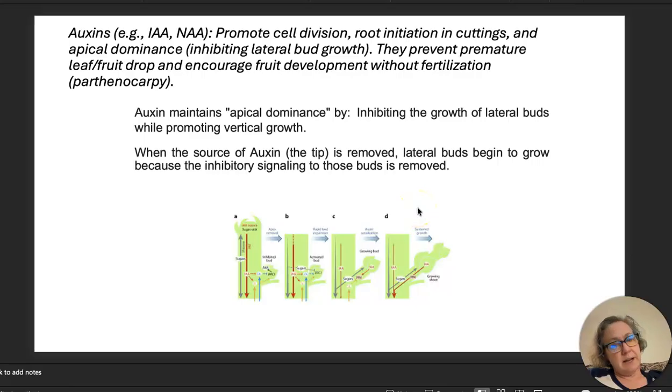Okay, auxins maintain that apical dominance by inhibiting the growth of lateral buds. So here's your lateral bud, if you cut off the top, then you're going to get branching out. So if you want to have a plant that's short and goes out, you're going to cut the bud off, and when the source of the auxin is removed here at the top, the lateral buds begin to grow because the signal is actually inhibitory, and you're going to get a short plant that is growing outwards.